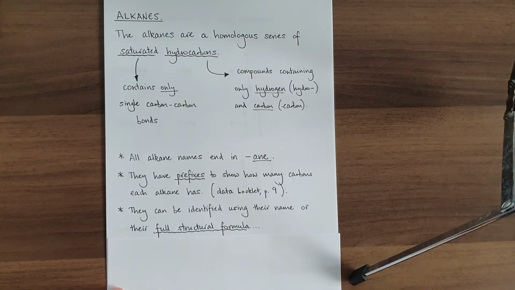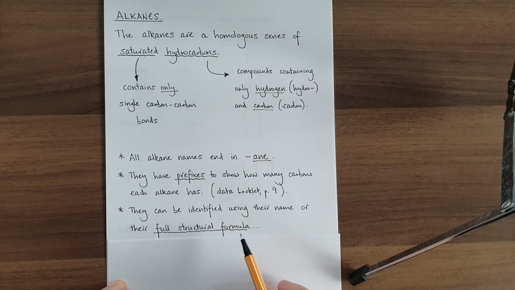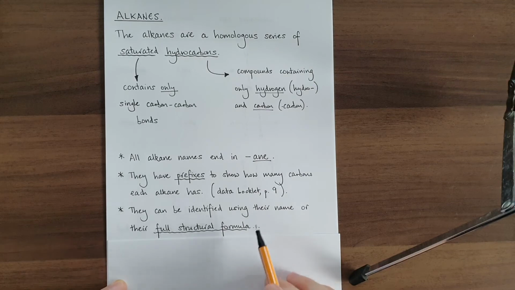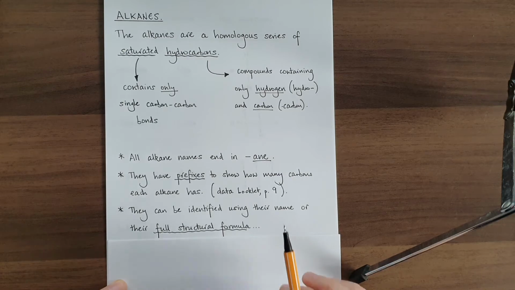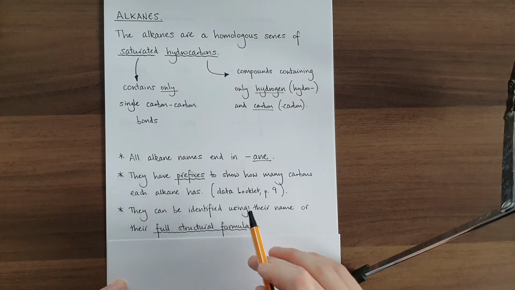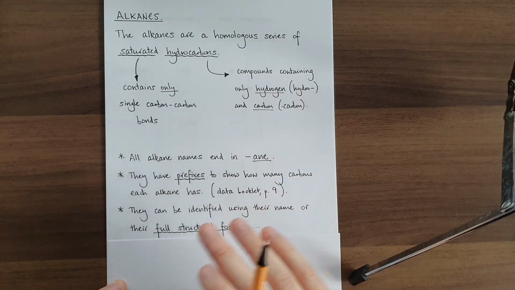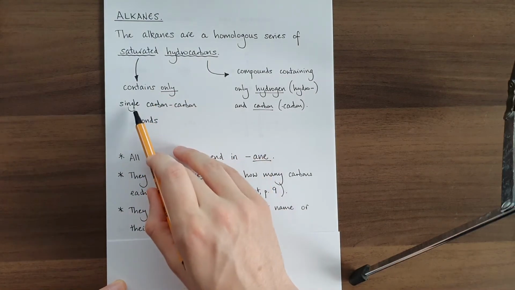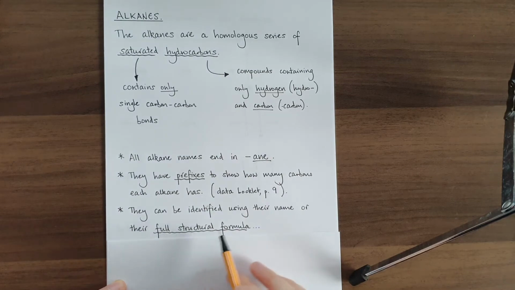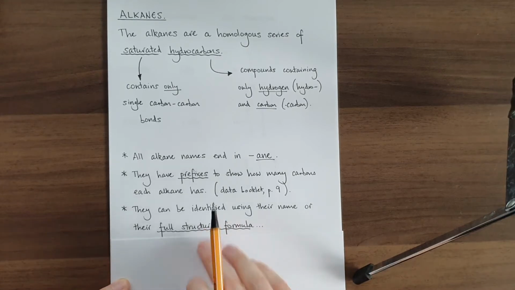They can also be identified using their name, which we just spoke about, or their full structural formula. The full structural formula is when we show all the atoms and all the bonds, which we'll look at in detail in a second. But that is the most useful way to identify members of a homologous series, because we can see all the bonds and all the atoms. Why is that important? Because if we're saying that they're all single bonds, we can clearly see that in the full structural formula. We can see that it's a saturated compound. So that will be important.